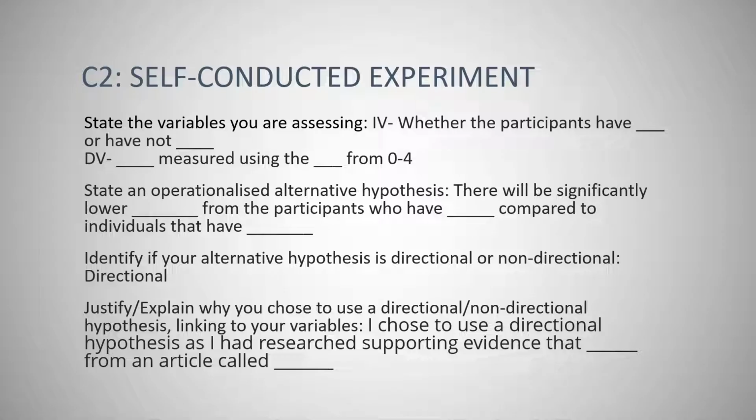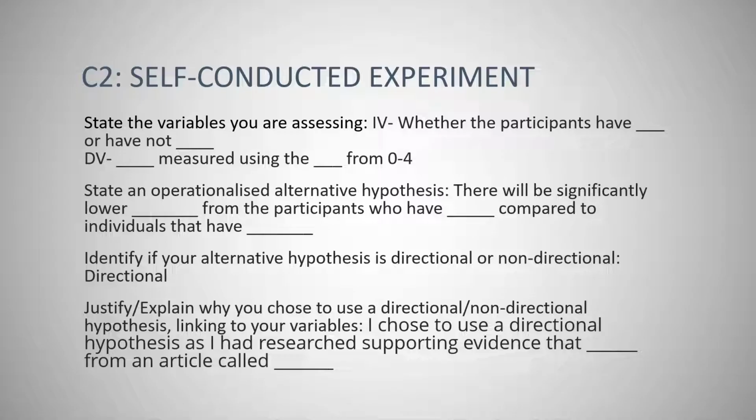So, state an operationalized alternative hypothesis. There will be significantly lower something from the participants who have something compared to individuals that have something. Obviously, change this to what you want, but ensure that it's still an alternative hypothesis. So identify if your alternative hypothesis is directional or non-directional. This is directional because I said significantly lower, so I'm stating the direction of the results.